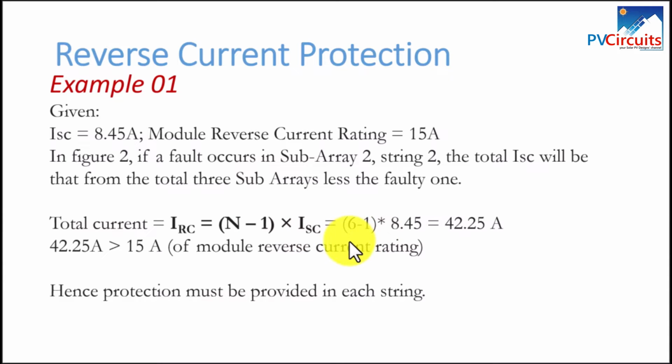And if we insert those figures, N is equal to 6, minus 1, times 8.45, which is the ISC, we get 42.25. And now 42.25 is greater than the module reverse current rating, which is 15 amps. So a protection must be provided to protect this module.